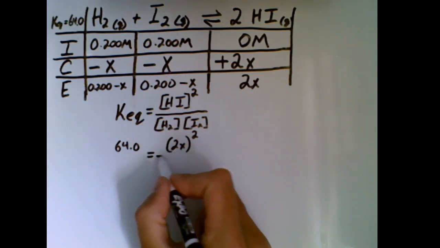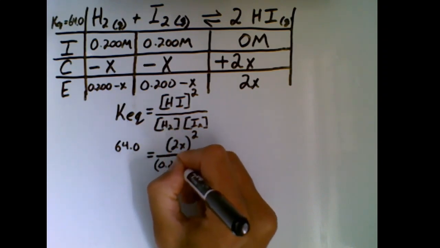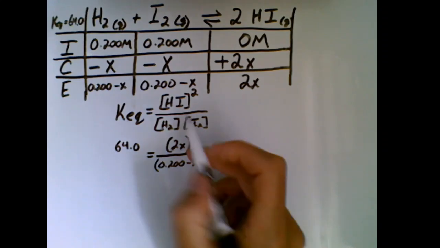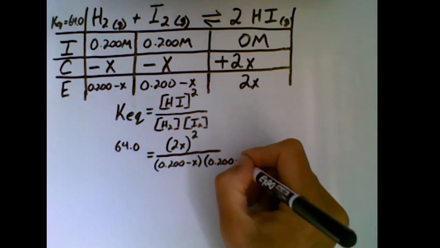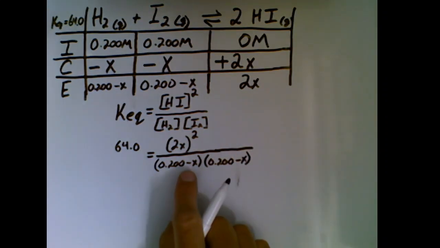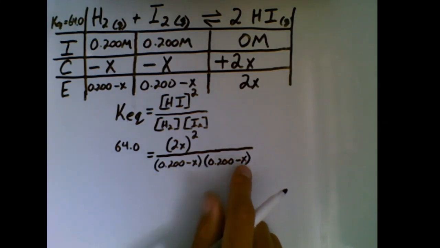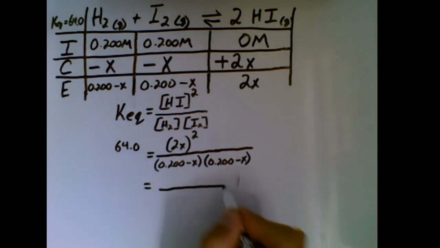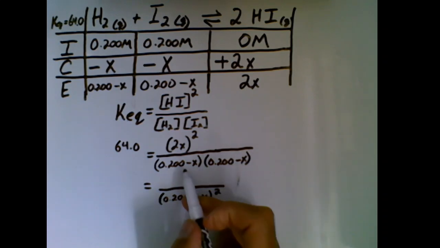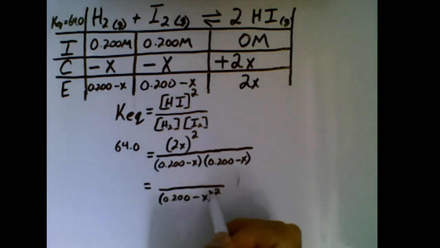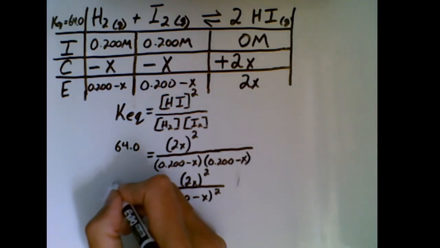Now, the other thing we are going to do here is fill in our concentration of reactants. So the concentration of H2 at equilibrium is 0.200 minus x. The concentration of I2 is the same thing, so 0.200 minus x. At this point, what I'm going to do is rewrite this, because 0.200 minus x multiplied by 0.200 minus x, well, another way to write that would be (0.200 minus x) squared. Because it's the same thing, we can multiply them by each other, and another way we can rewrite them is as squared. And what that also leaves us with on the top is (2x) squared, and that's all equal to 64.0.